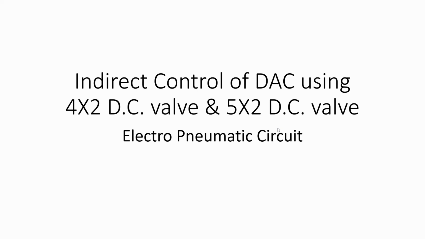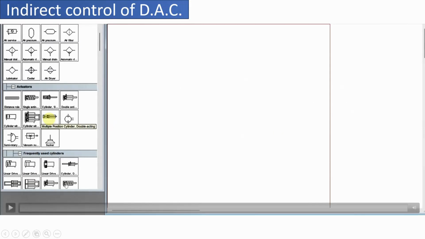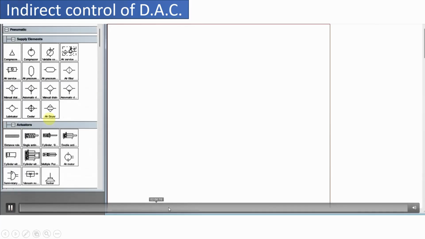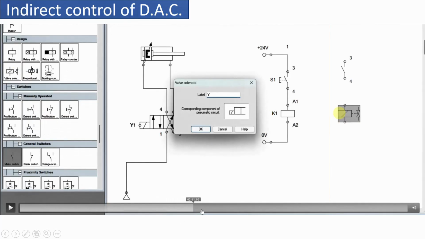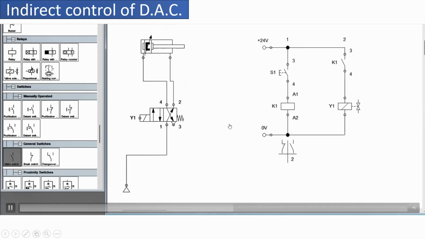In this video, we'll see the indirect control of double acting cylinder using 4x2 direction control valve and 5x2 direction control valve. So before we start drawing the circuit, let us see what is the basic of this particular indirect circuit and why it is known as indirect circuit. So we'll be simulating and drawing this particular circuit using the FESTO FluidSim software.